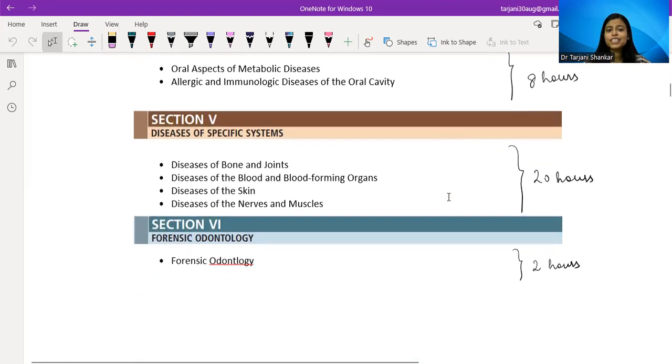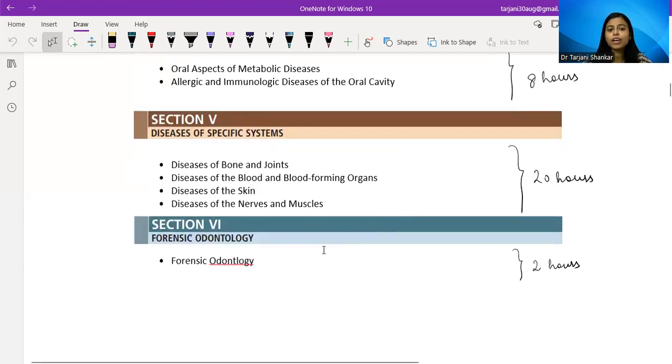Then we have diseases of specific systems, like diseases of bones and joints, diseases of blood and blood forming organs, diseases of skin, nerves and muscles, right? All these will contribute to 20 hours.